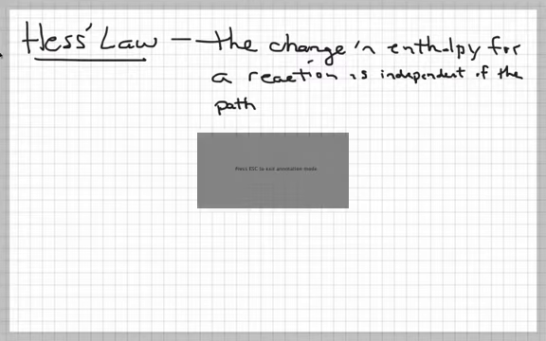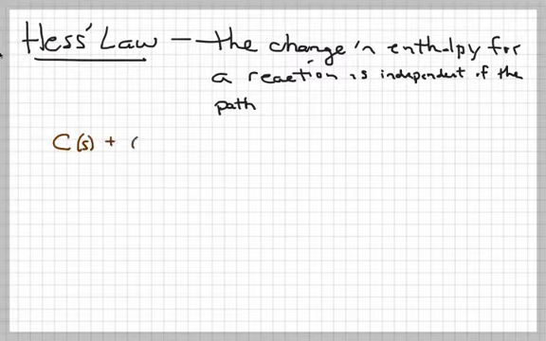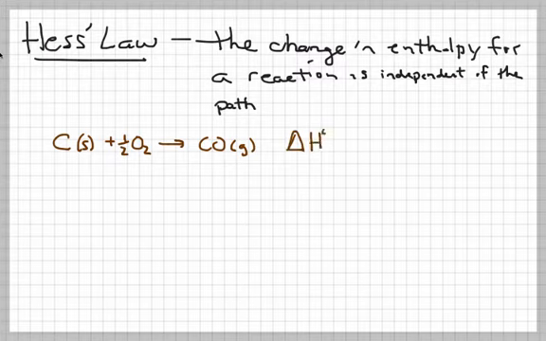And by way of illustration, we're going to use this reaction: carbon solid, which is carbon graphite, the stable allotropic form of carbon at 25 degrees and 1 atmosphere pressure, combusting in oxygen to produce carbon monoxide gas. The enthalpy change, or the heat exchanged in this reaction, is difficult to measure directly. But luckily, since enthalpy is a function of state and independent of the path, we're going to be able to measure this heat change indirectly.